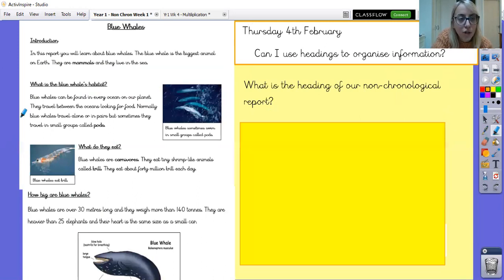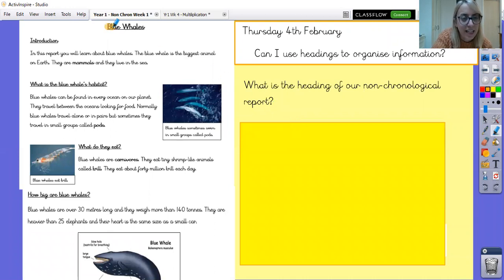Now, here is our non-chronological report that we've been looking at this week, all about blue whales. Can you tell me what the heading of our non-chronological report is? What is the heading for this non-chronological report? Remember, it's found at the top of the page.